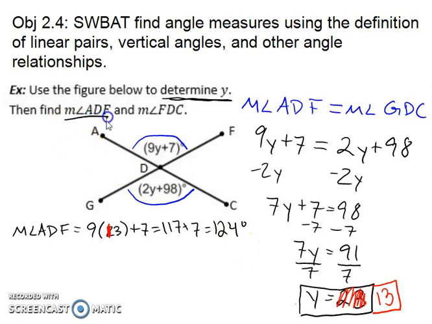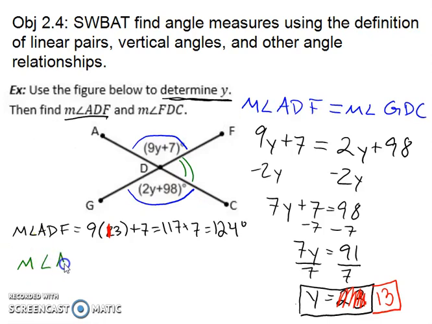We've now found this. They did ask us for one more thing, though. They asked us for angle FDC. Now, this one's a little bit tricky because they didn't give us anything for that. We can't just plug anything in. But if you notice, angle FDC and angle ADF, which we just found, together are a linear pair, which means they're supplementary, which means they add up to 180. So we can finish this off by using that relationship.